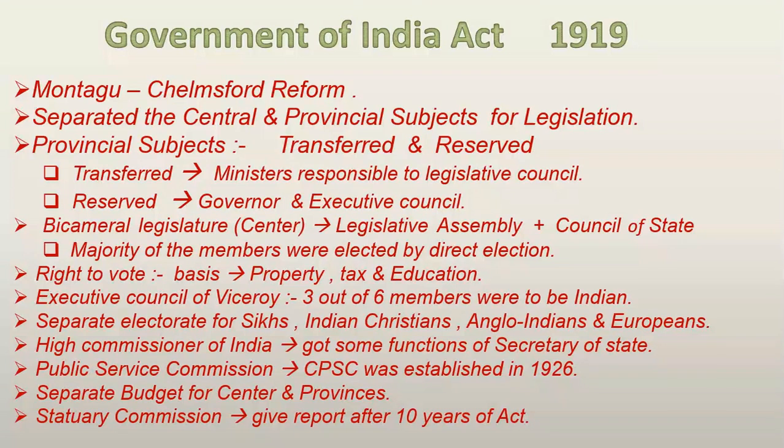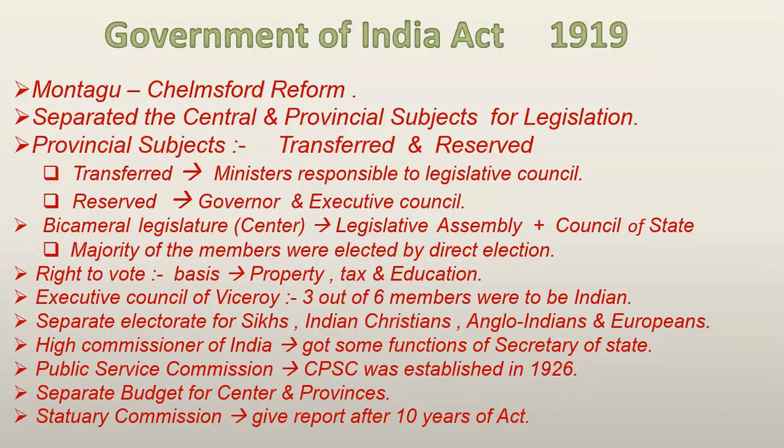But friends, the right to vote or franchise was given to very limited people. It was given to a very small number of people. And what was the basis of providing the right to vote? Property, tax, education. For example, people who had a huge amount of property were provided with the right to vote. People who were huge taxpayers to the government, meaning they were paying a huge amount of tax to the government. People who had a very good educational background. Only those persons were allowed to vote and others were not allowed to vote.